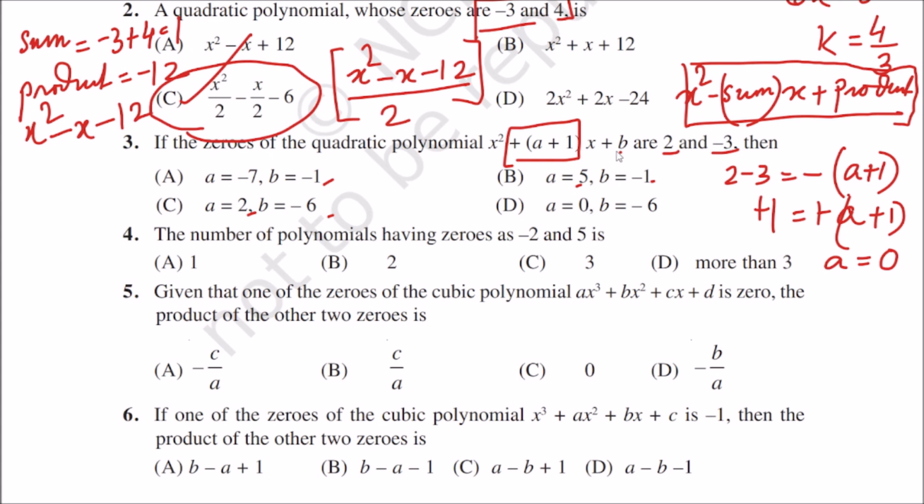B is equal to the product of roots, product of zeros. So b is equal to 2 into minus 3. 2 into minus 3 is minus 6. So here is the answer. D is the answer of this question.